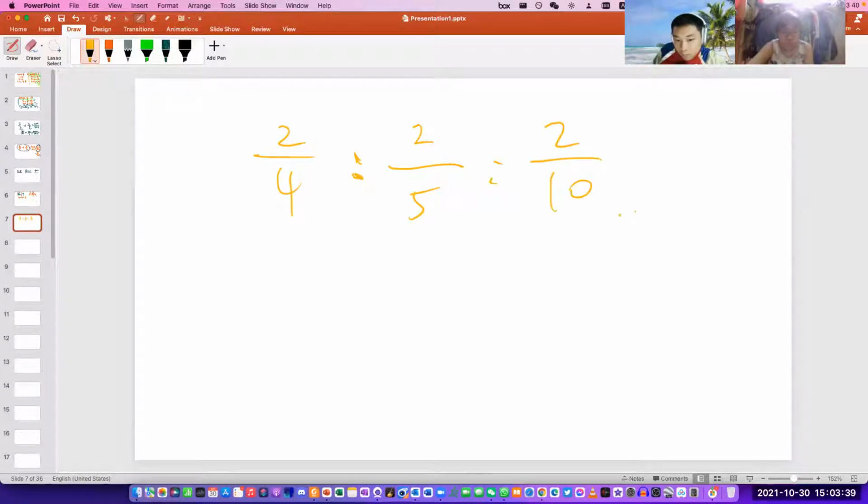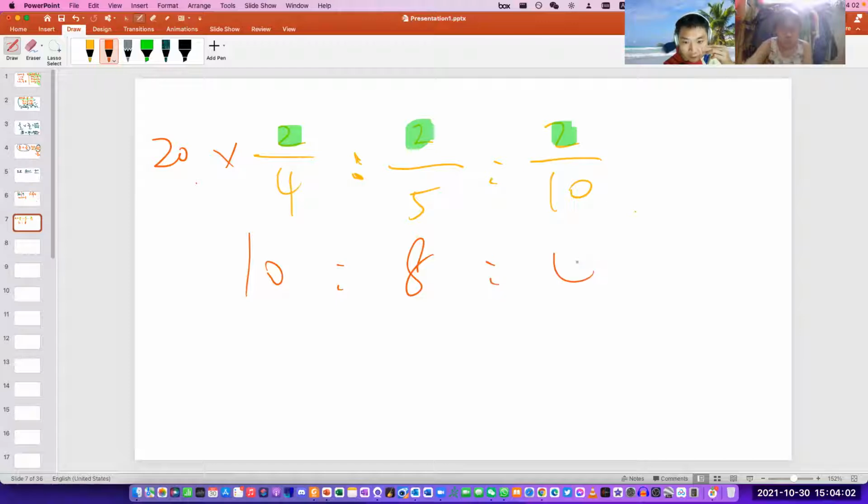How do you do this question? Can you see that you have 2 to all this? Hold on. You times 20, this is 10. Then this is 8. This is 4. Hold on. Times 20, then this is 10. Times 20. This is okay, good. Then you need to divide by 2.